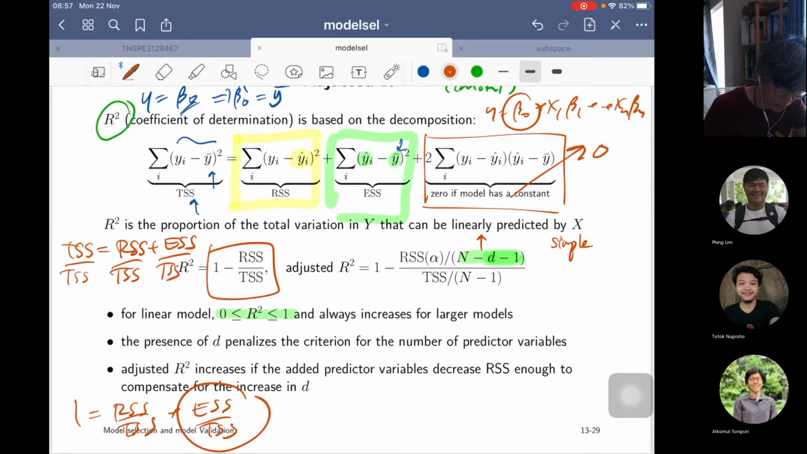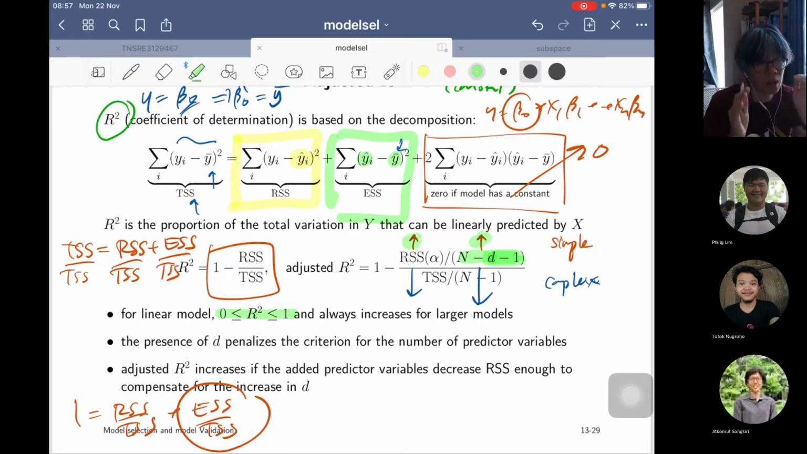But the residual sum of squares is also big. For a complex model, the green term, the denominator term, is small because d is big, subtracted from n. But again, the RSS is also small. So that's why you have to find a good balance between the ratio of RSS to this green term. What would be the good balance?